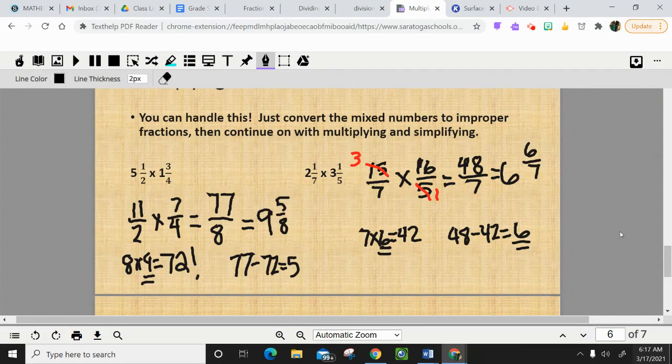Okay, so when we looked at this problem here, we can see that we got 15 sevenths times 16 fifths. I simplified the 15 and the 5 to 3 and 1. 48 over 7. 7 times 6 is 42. So I have 6 whole. And then 48 minus 42 is 6. So 6 and 6 sevenths. So what's going to happen now is we are going to look at some word problems with this. You're going to have some work to do on that. And then we're going to review the division.